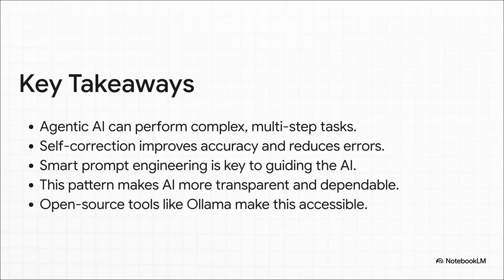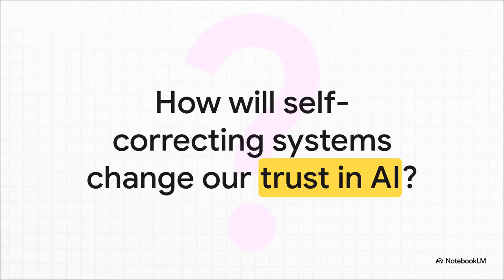So let's just boil it all down. First, Agentic AI lets us build systems that can handle more complex, multi-step problems. Second, this self-correction loop is a powerful way to boost accuracy and cut down on errors. Third, the key to it all is smart, persona-based prompt engineering. And finally, and this is maybe the most exciting part, open source tools put this power right in your hands to play with today. And that leaves us with one final thought to chew on.